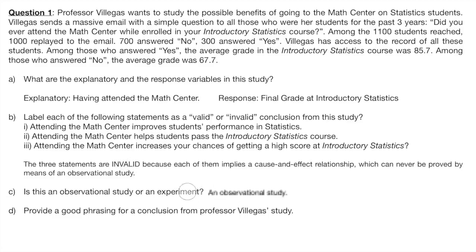This is an observational study. It is an observational study because we are not manipulating the reality in any particular direction. For example, we are not forcing some students to go to the math center. We are interacting with the students when we send them the survey, but this interacting does not qualify as the manipulating that we need for an experiment.